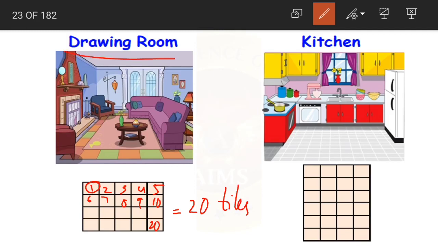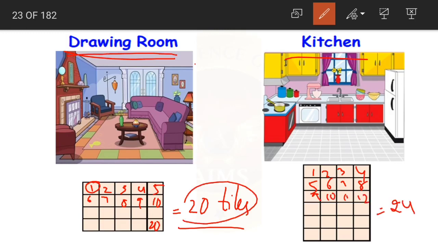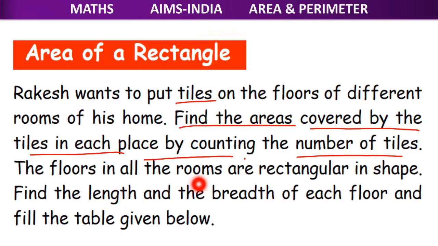For the drawing room we are having 20 tiles, and when we come to the kitchen room we have 24 tiles. So in the drawing room we have 20 tiles or 20 square units. The area of the drawing room becomes 20 square units, and in the kitchen we have 24 tiles. It is nothing but 24 square units.